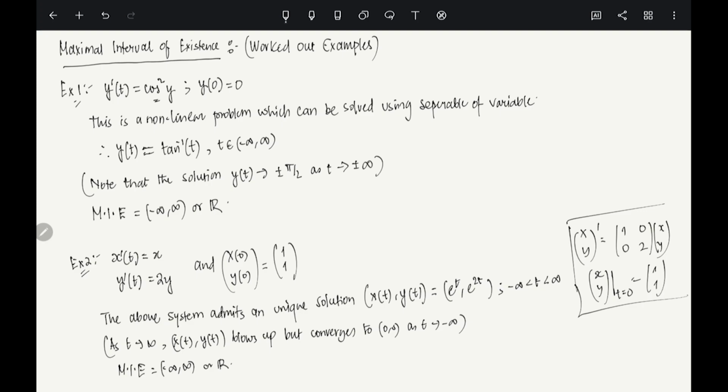Is this okay? Right? So first of all, by these two examples, what I meant to tell you is this: it may happen that the maximum interval of existence can be the whole of R. Okay, it doesn't have to be bounded. Yes, it can be infinite also. These are the two examples, and there are like a million other examples you can construct. It's not a problem. Clear? Okay.